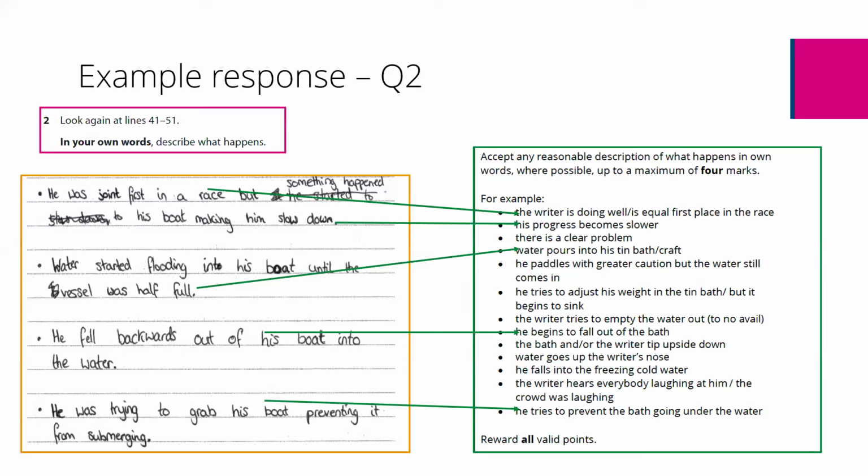So the question here was, look again at lines 41 to 51, in your own words, describe what happens. And we can see on the right-hand side the extract of the indicative content from the mark scheme. And I'm just going to give you a moment to have a little look at that. Just have a little read of what the candidate has put. You might need to return to the extract, but I'll just give you 30 seconds to have a little look at that, and then I'll talk through it.